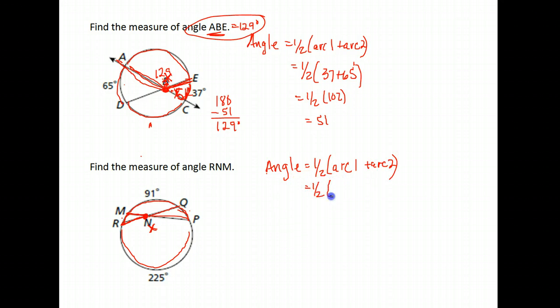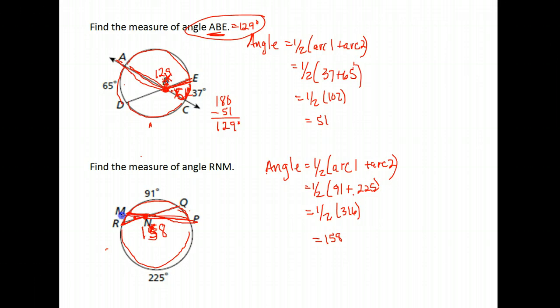That gives me 1/2 of one of my arcs is 91 degrees and the other is 225. Add those together. Gives me 1/2 of 316. Divide that by 2 and I get that my angle is 158. Now that's not my angle, it's the other angle in the figure. I want the angle next to it.